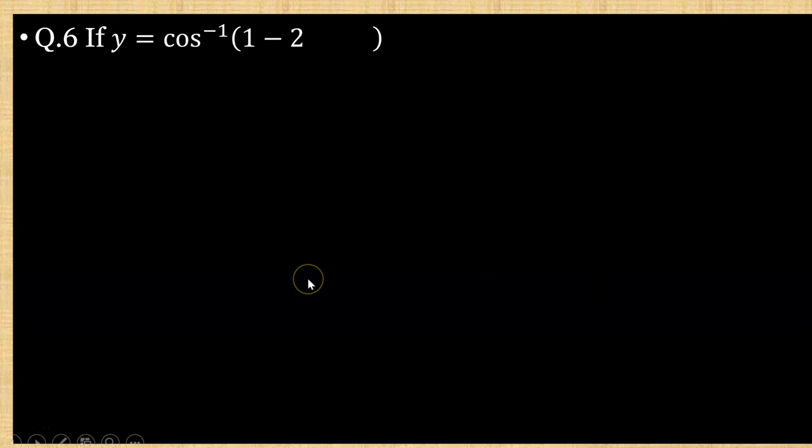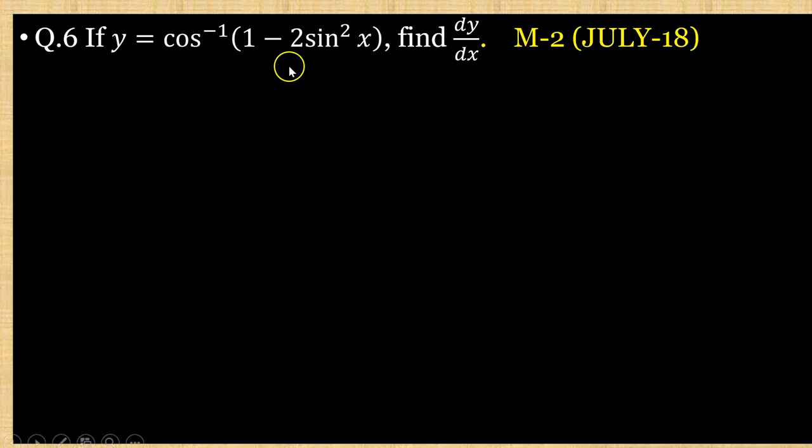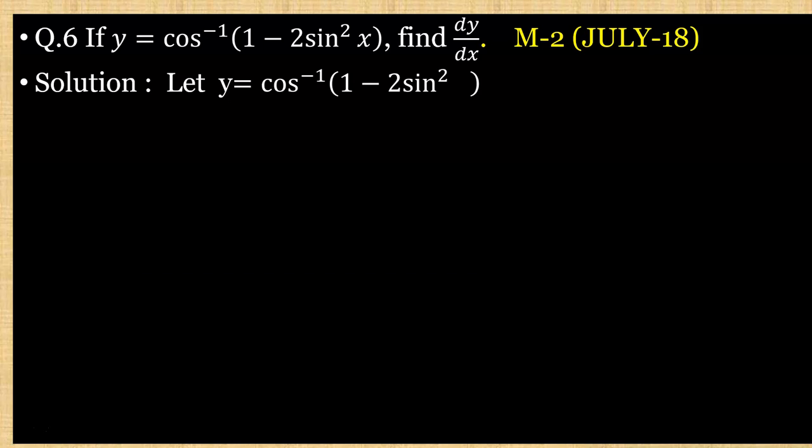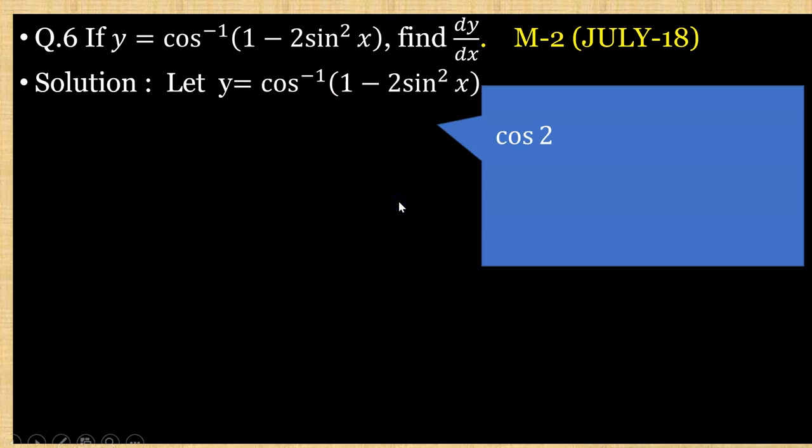Now the next example. If y is equal to cos inverse in bracket 1 minus 2 sine square x, then find dy by dx. This is for March to July 18. Let y is equal to cos inverse in bracket 1 minus 2 sine square x.